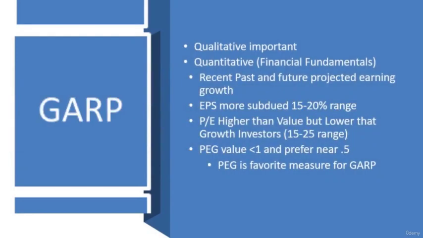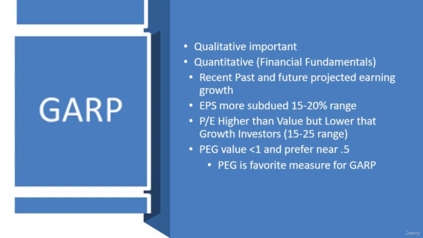It's a little more qualitative based: what's the CEO, what's the business, what's the leadership team doing, what's the business strategy. You want to really understand that as a factor in there. And then quantitative, looking at the numerics around it, you're looking at things like recent, past, and projected earnings growth. What are the companies projecting as far as growth?